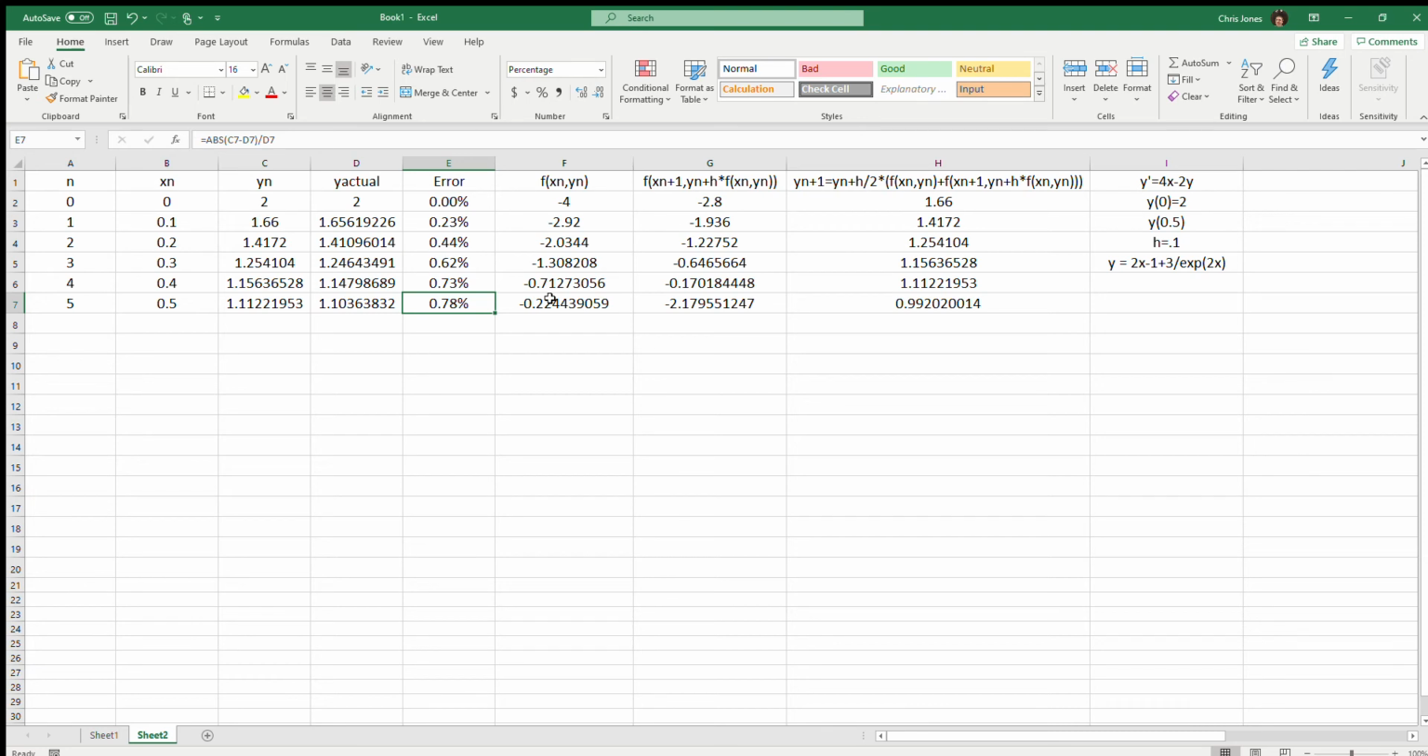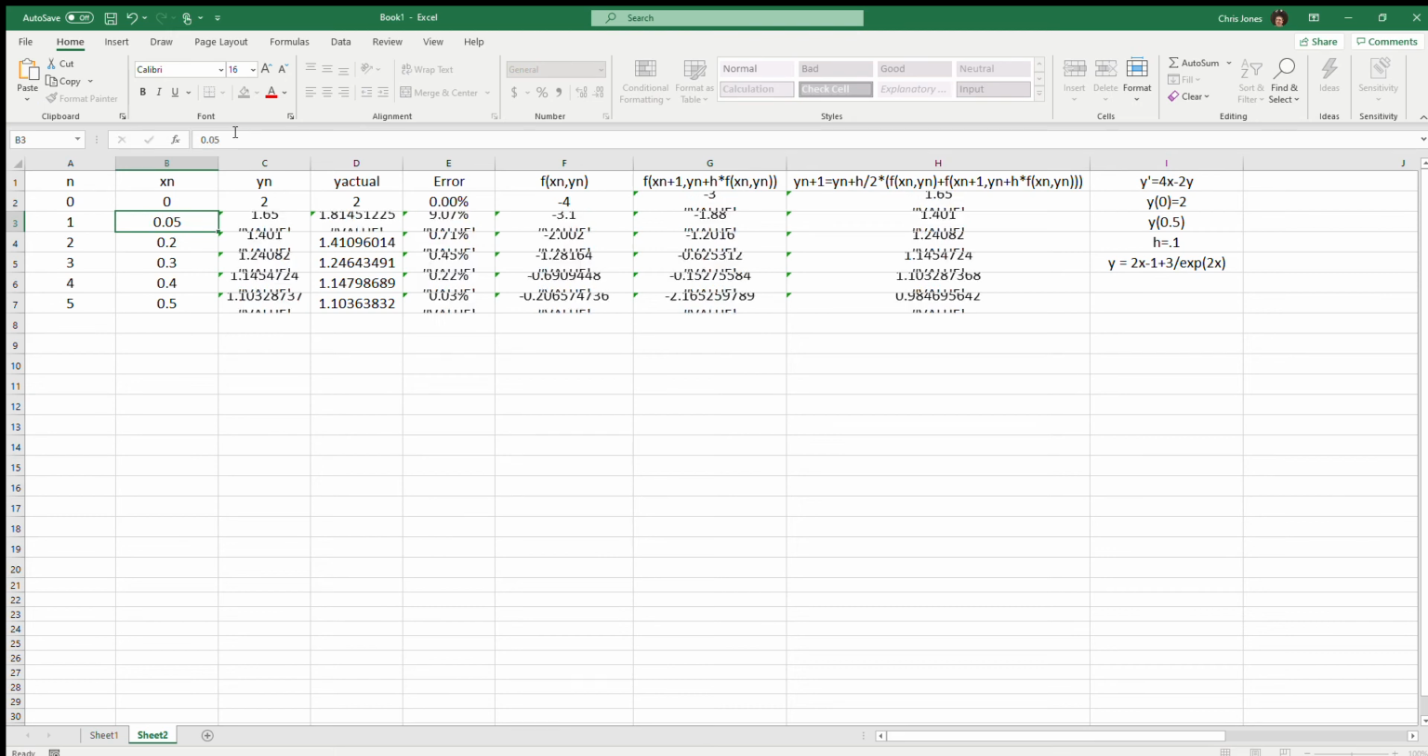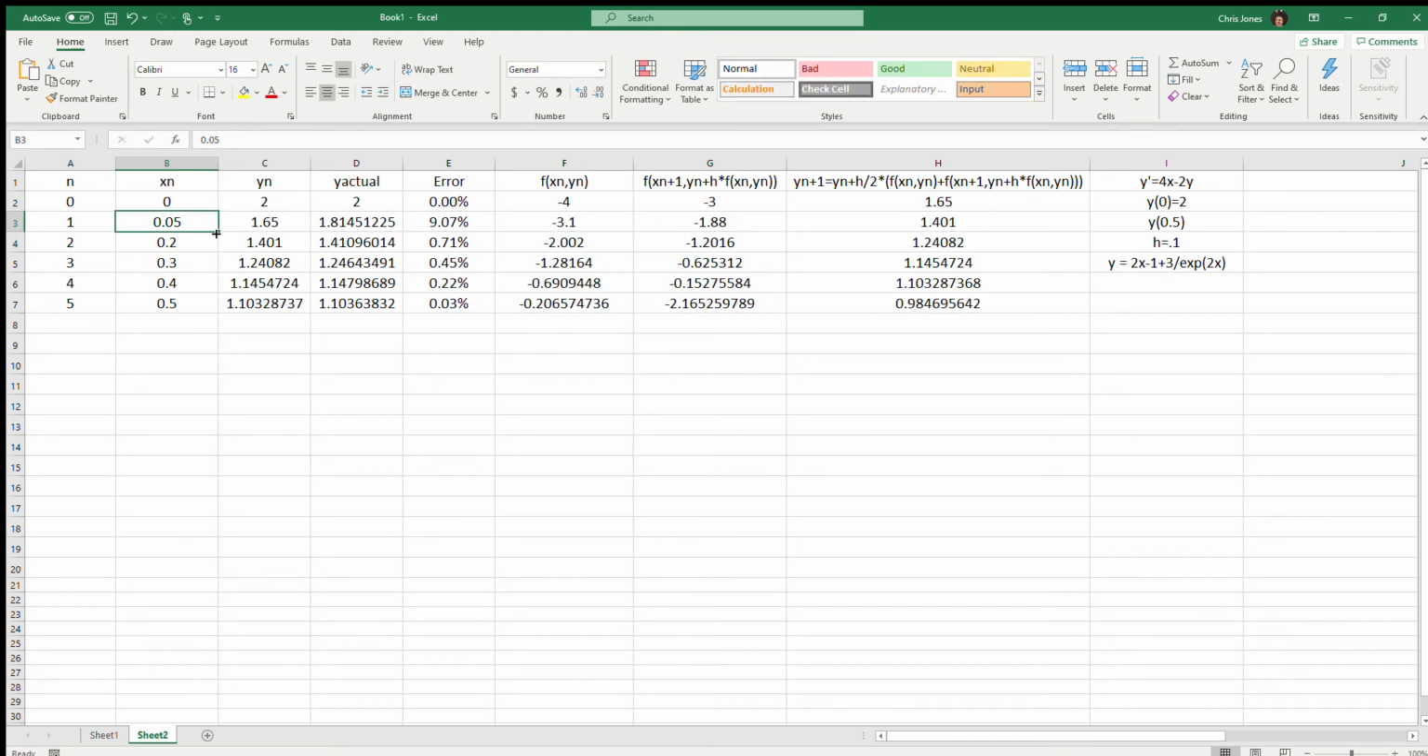But let's just see what happens if we start changing the step sizes. How good of an approximation can improved Euler's method give us? So let's just use this time, let's use 0.5. And I'm just going to drag this. Probably need 0.1 here to establish the pattern.